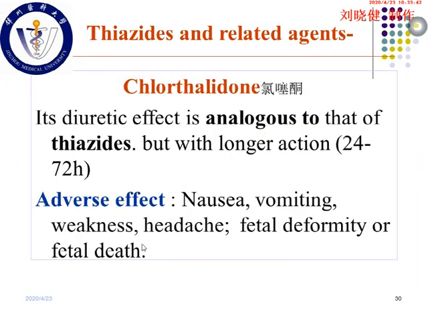Clopamide. This drug, actually, is not one of the Thiazides, but its diuretic effect is analogous to that of Thiazides, just with longer action. Its diuretic effect can last for 1, even 3 days. Adverse effects include nausea, vomiting, weakness, headache, fetal deformity, or fetal death.